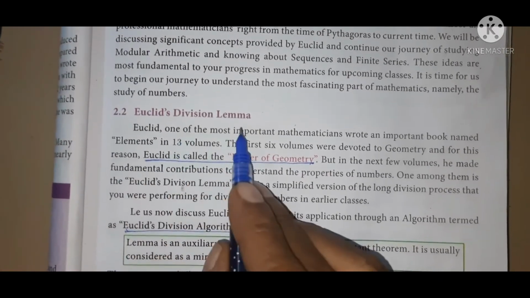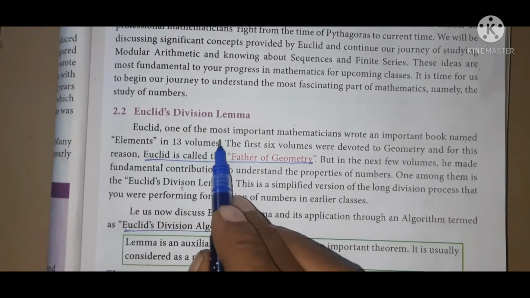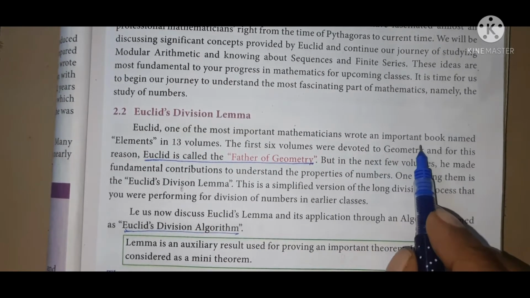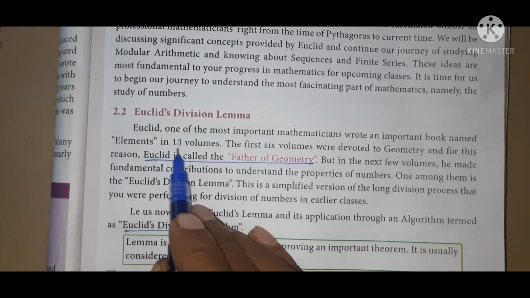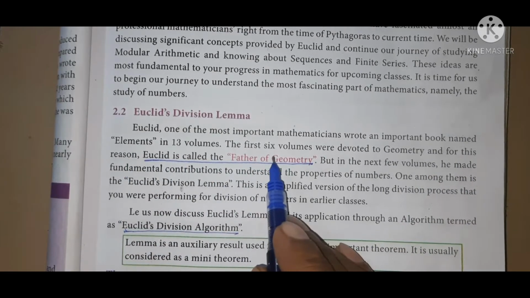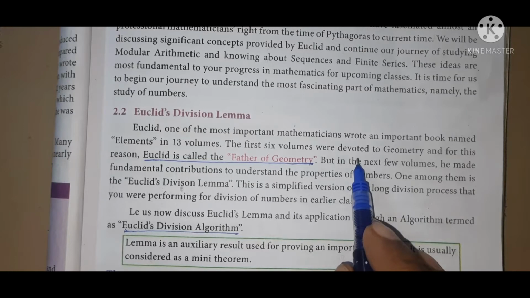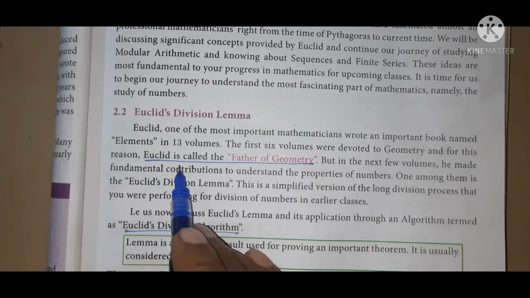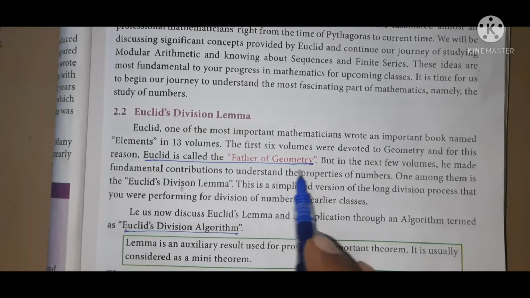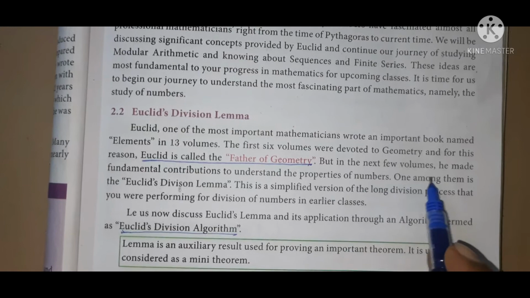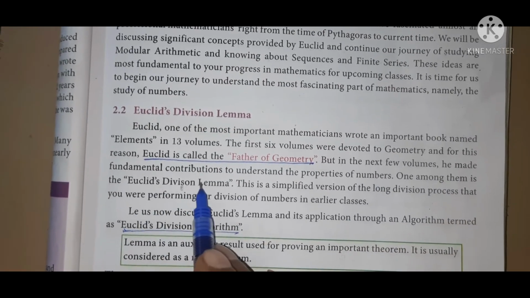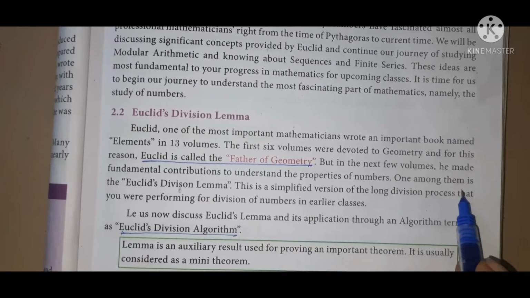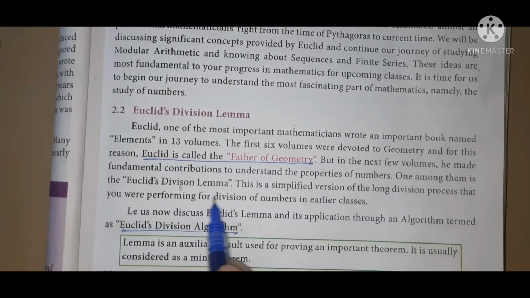Euclid's division lemma. Euclid, one of the most important mathematicians, wrote an important book named Elements in 13 volumes. The first 6 volumes were devoted to geometry, and for this reason Euclid is called the father of geometry. But in the next few volumes he made fundamental contributions to understanding the properties of numbers. One among them is the Euclid division lemma.